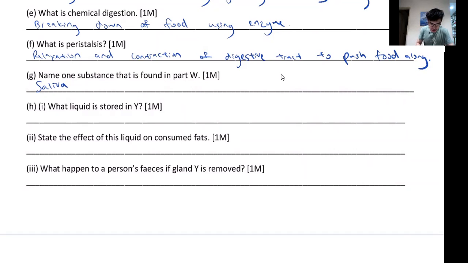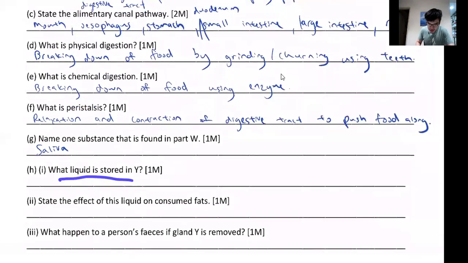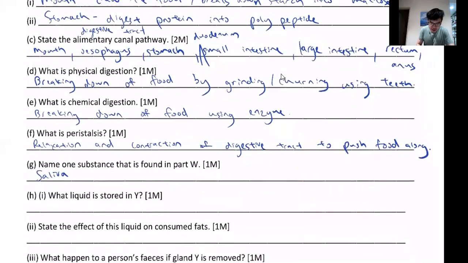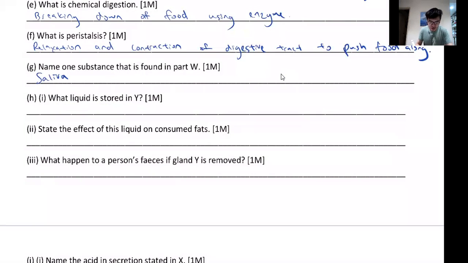So H1, what liquid is stored in Y? Oh, there's a gallbladder, right? Inside of a gallbladder, there's a green color fluid called bile. This is the thing that will break down fats. Okay, so state the effect of this liquid on consumed fats. Okay, it will emulsify fats into tiny droplets. What does it mean?